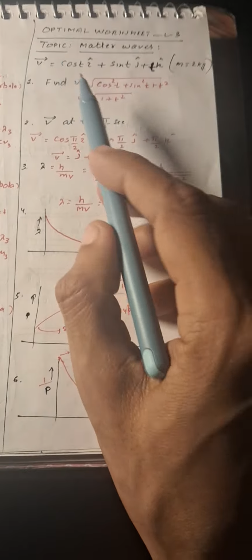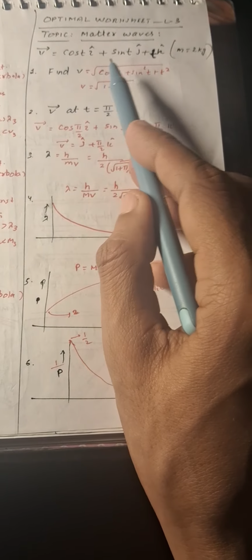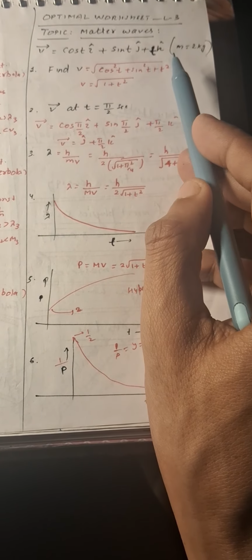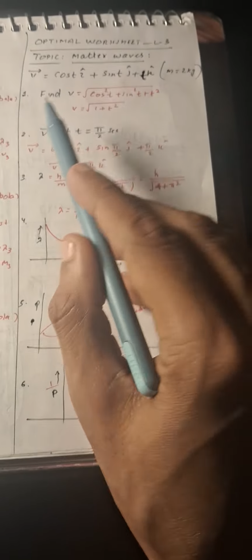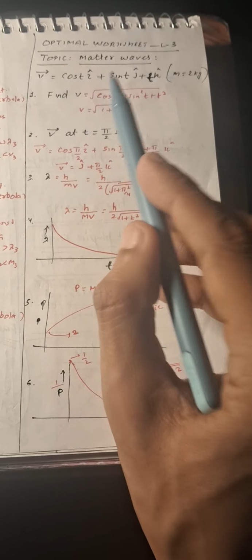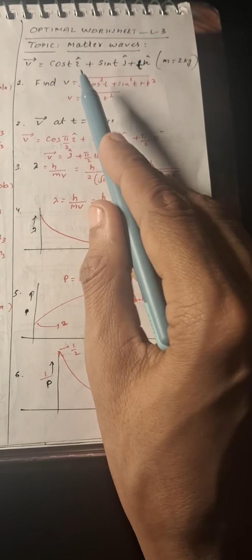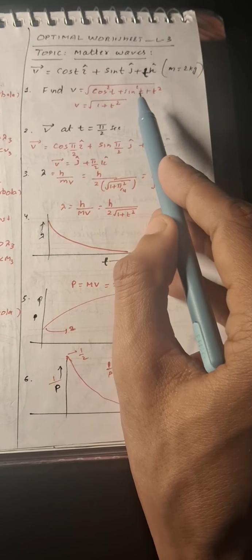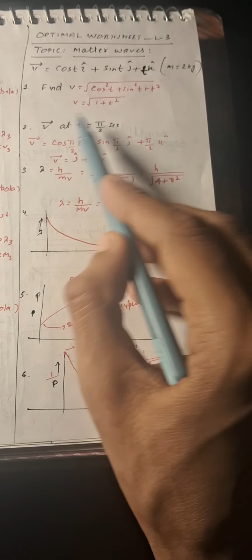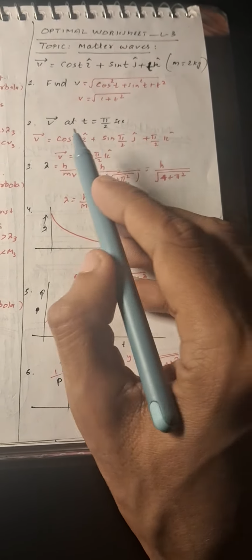Then there is another question where velocity is given as cos t i cap plus sin t j cap plus t k cap. Mass here is 2 kg. The first question is we need to find speed. Speed is the magnitude of velocity, which is under root cos square t plus sin square t plus t square. So it comes out to be root over 1 plus t square.